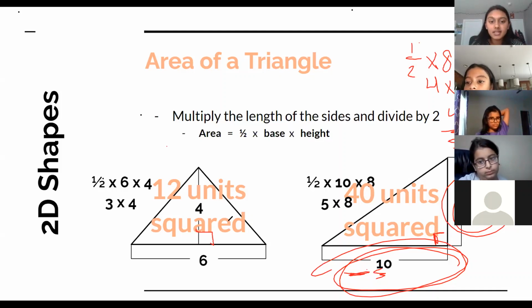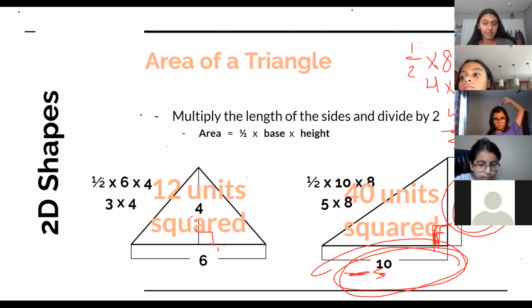Now, these both share that right angle, and that's how we know that's the height. And right here, these two also have right angles. So because this triangle right here has a right angle, we can say that either one can be the base or the height. That's the only reason.